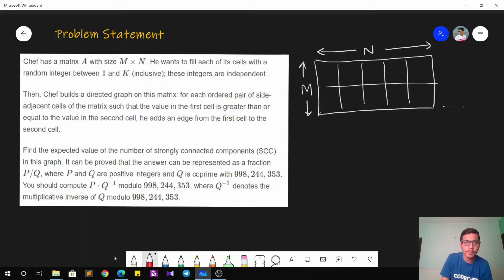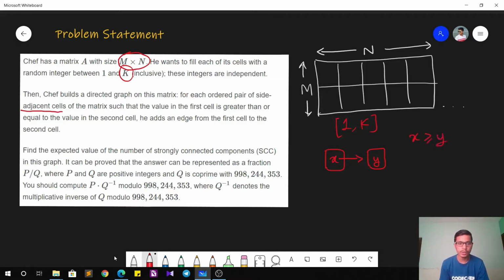Given an M cross N matrix and an integer k, the cells of the matrix are filled with random integers between 1 and k inclusive. After that, a directed graph is built on this matrix in the following manner. Two cells containing the values x and y have a directed edge from x to y if these two cells are first of all adjacent, that is side adjacent, and the value x is greater than or equal to y. So a directed graph is built in this manner after filling the values.